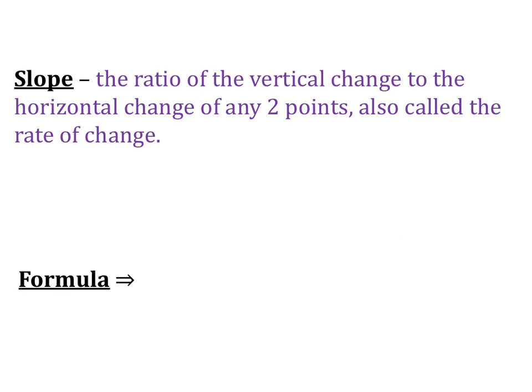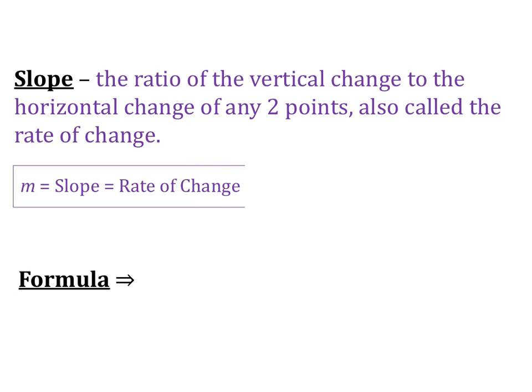Let's start by doing a refresh on slope. We know slope to be the ratio of the vertical change to the horizontal change of any 2 points, also called the rate of change. We use this lowercase script m to represent slope, and it equals the rate of change. So it's the change in y. Our little triangle represents change. So change in y divided by change in x.